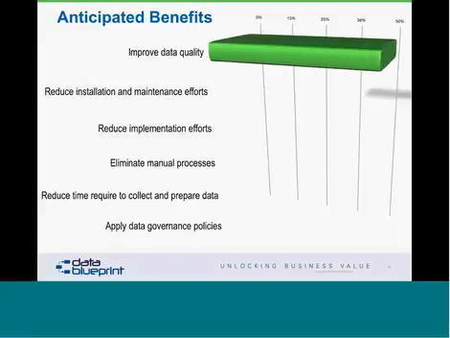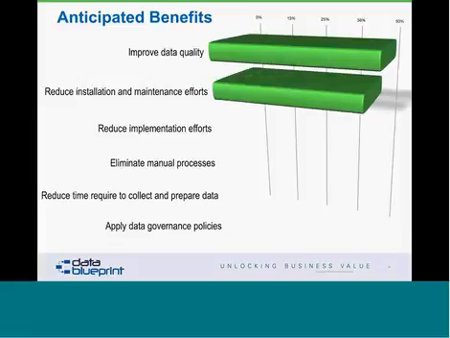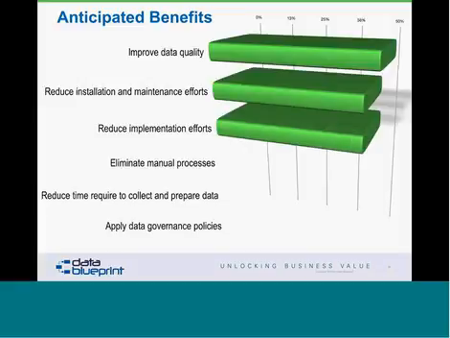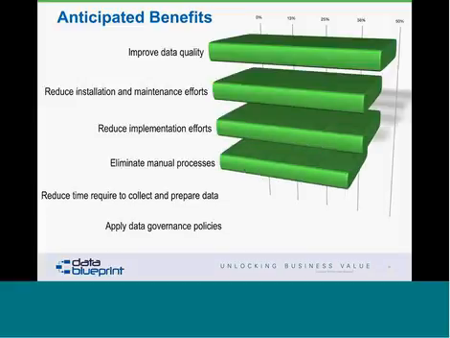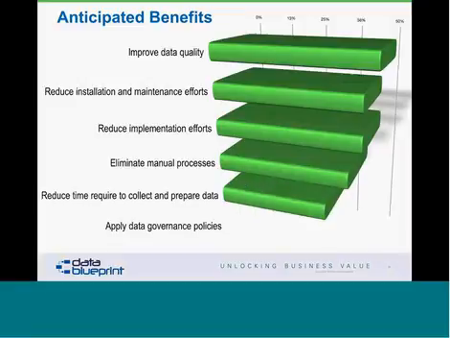Another one, again, improved data quality is something that people anticipate getting out of this, although in practice we have not seen this. What we have seen is that most people forklift their data into the cloud. I'll show you an example of that a little bit later on, and it ends up being a disaster for them. Again, reduction in installation and maintenance efforts, implementation efforts, manual processes. Again, the amount of automation that we can apply on this is large. Reduced time to collect and prepare the data, and it's easier in general to apply the data governance practices that you need to in these areas.